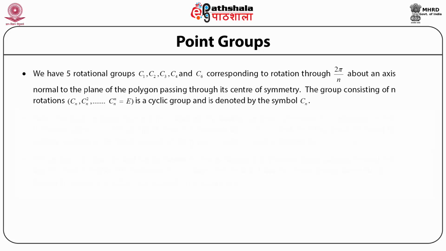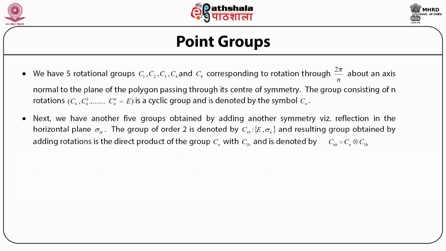Now the group consisting of n rotations Cn, Cn square, Cn cube, up to Cn to the power n, which of course is equal to the identity operator E, forms a cyclic group and is denoted by the symbol Cn. So the group denoted by the symbol Cn stands for a rotation by an angle 2 pi by n about an axis normal to the plane of the polygon, and its elements are simply Cn, Cn square, up to Cn to the n, which is equal to E, and it is a cyclic group.